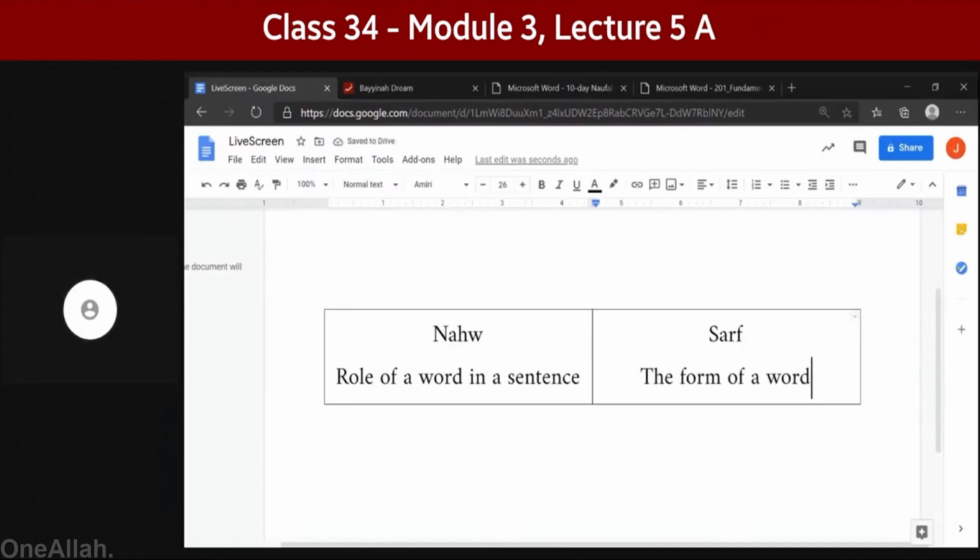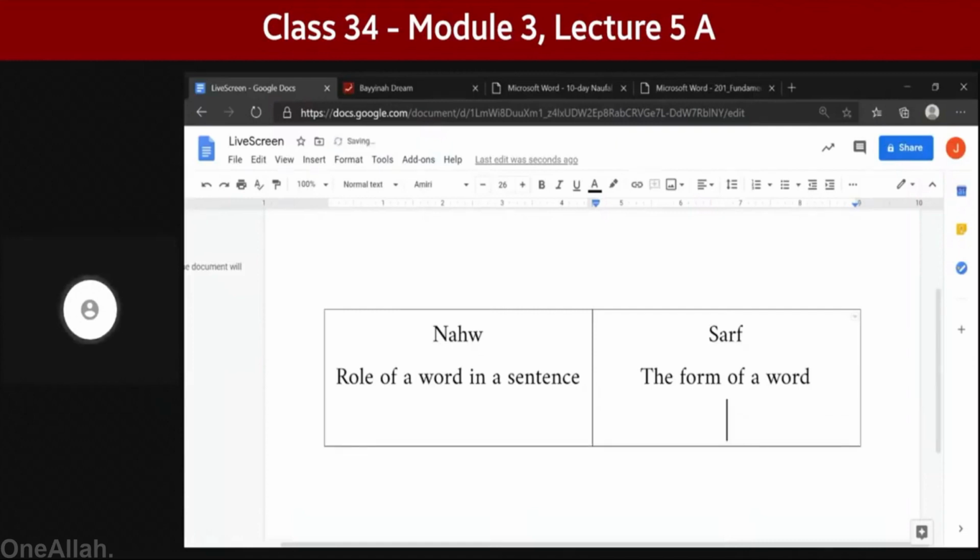Like for example, actually no, never mind. I'm not gonna use English. That's gonna confuse everybody. Okay, Nahu is the role of a word in a sentence, while Sarf is the form of a word. So we'll use the hardest one, and hopefully, if you guys can understand the hardest one, then everything else will make sense. There's fa'il in Nahu, and there's ism fa'il in Sarf. Okay? Fa'il in Nahu, ism fa'il in Sarf.